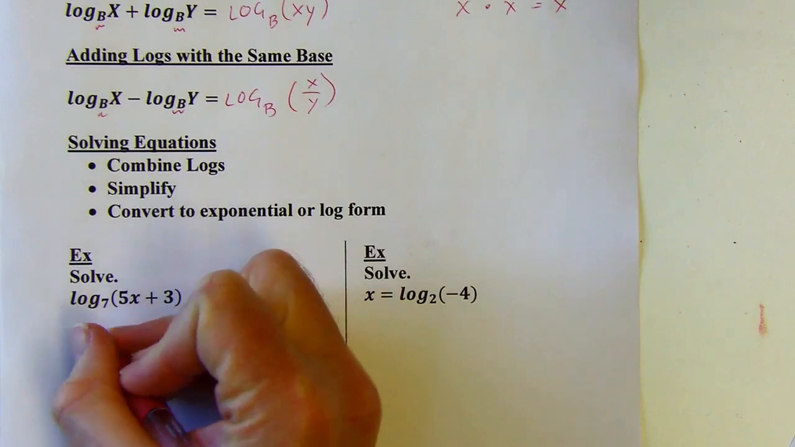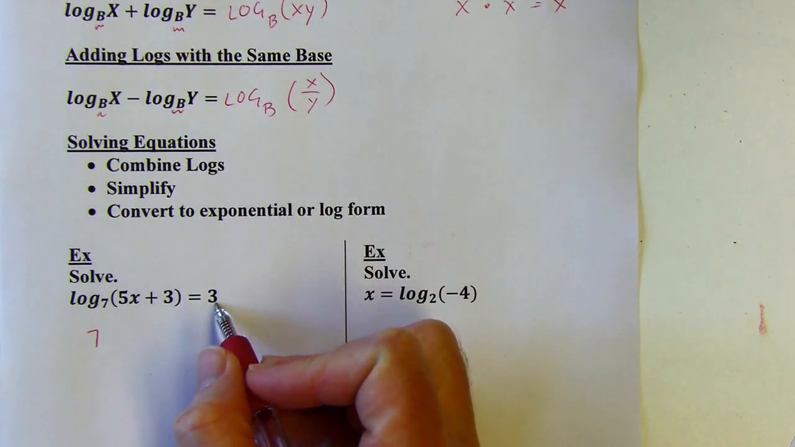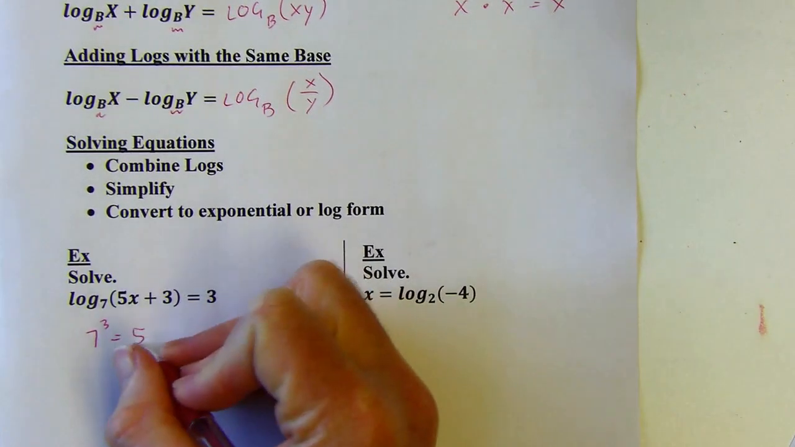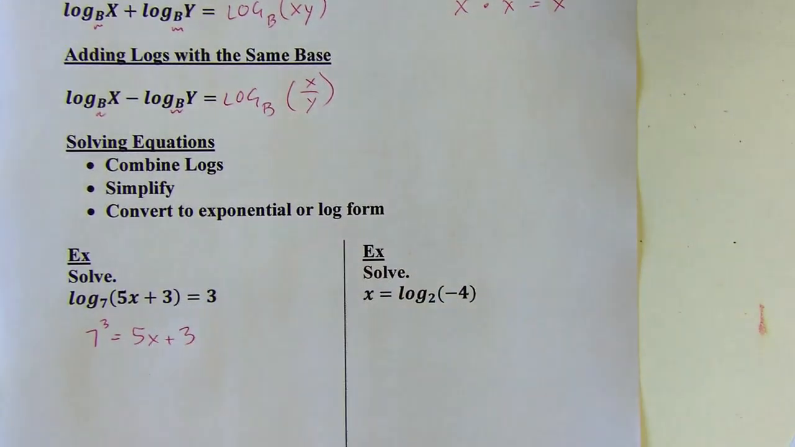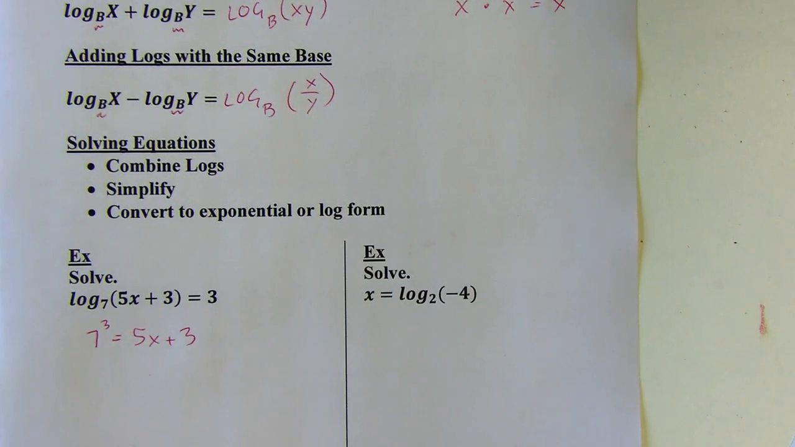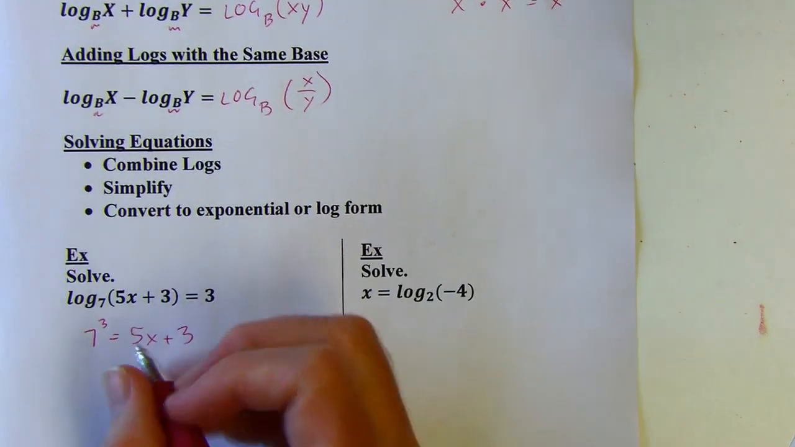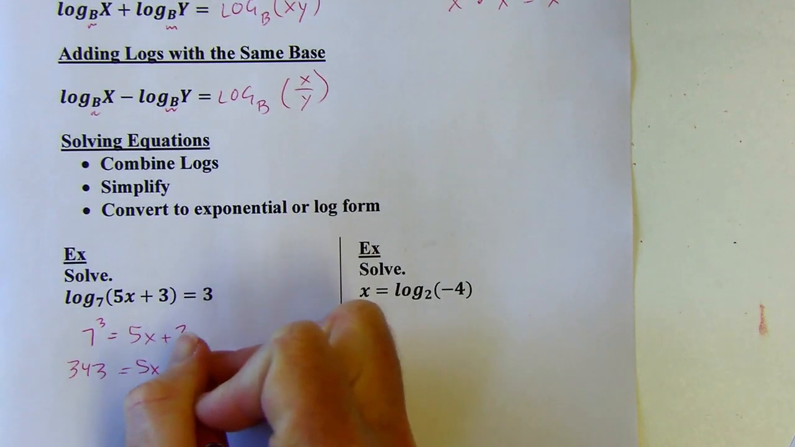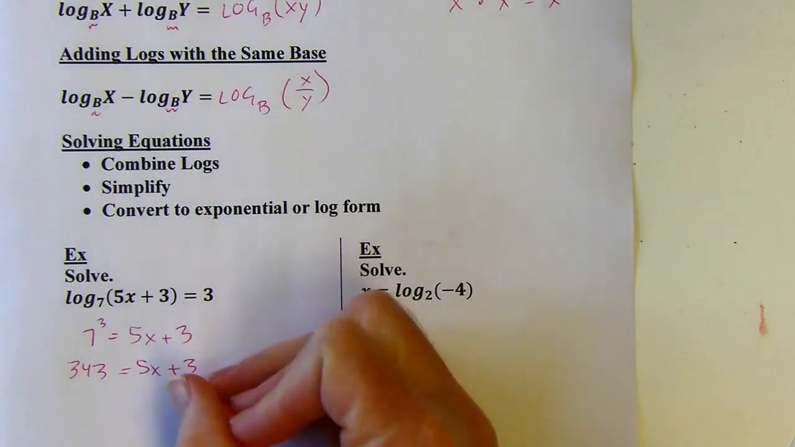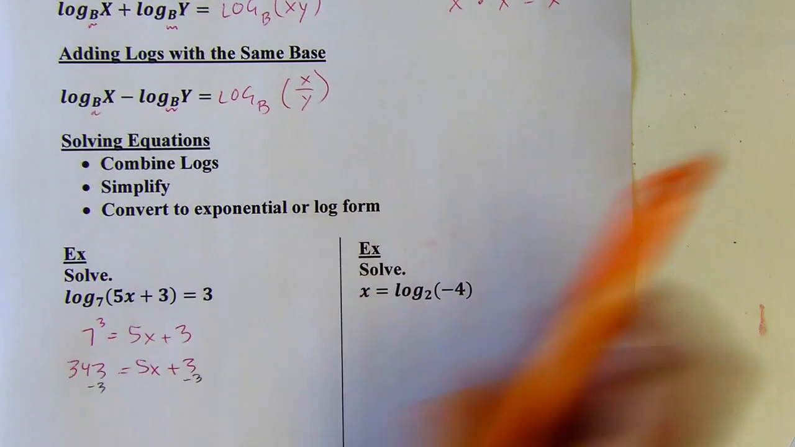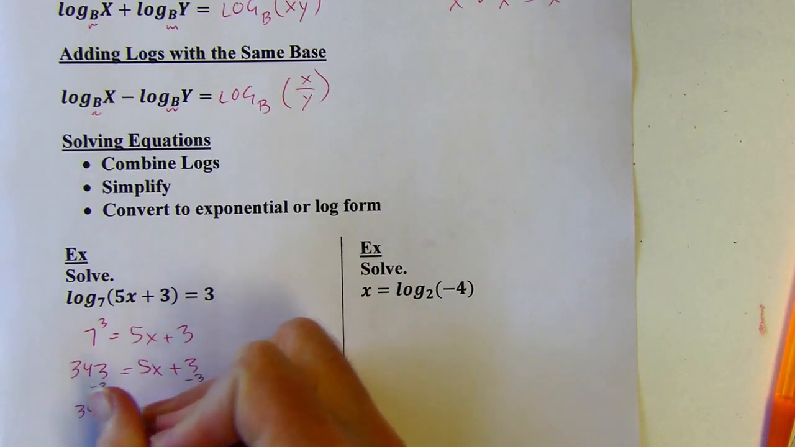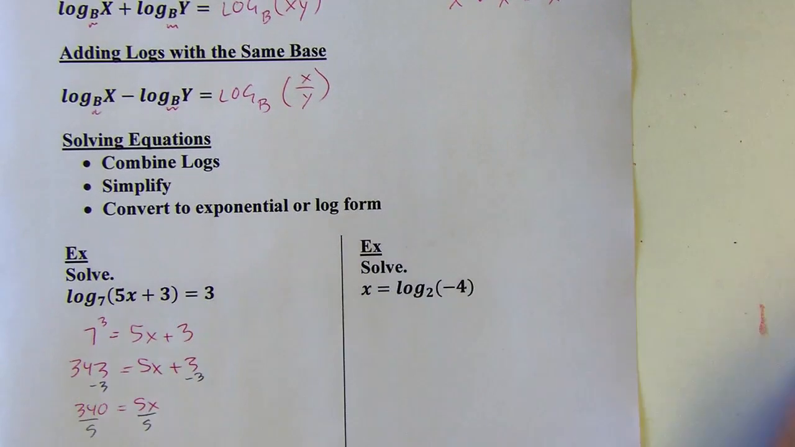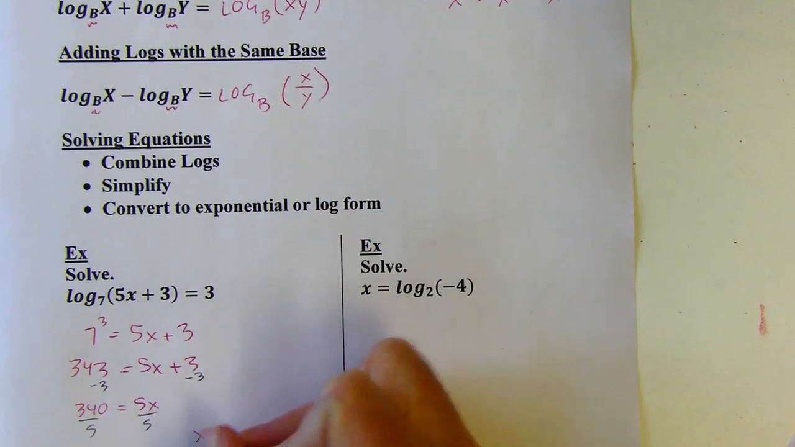So my base is 7. The isolated part in log form is the exponent, so that goes there. And then the contents of the log will go over here. And now I've freed the x, it's not stuck inside the log anymore, and now I can solve for x, right? I just need to find 7 to the third, which is 343. And then I just have to subtract 3, and after that divide by 5. And then x will come out to 68.